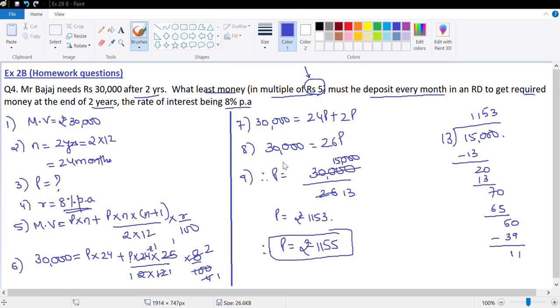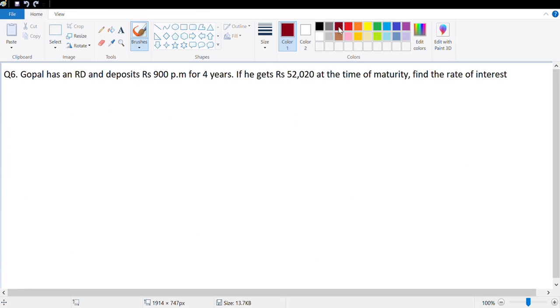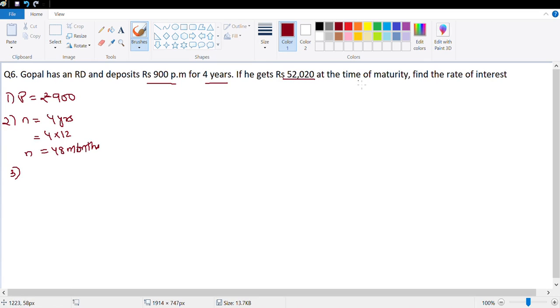The next question that we have is question number 6. Question number 6 says Gopal has an RD and deposits rupees 900 per month. So principal is equal to rupees 900 for 4 years. N is equal to 4 years, which is 4 into 12, which is 48 months. So the value of time is 48 months. He gets rupees 52,020 at the time of maturity, which means maturity value is equal to 52,020. Find the rate of interest. So R is equal to question mark.